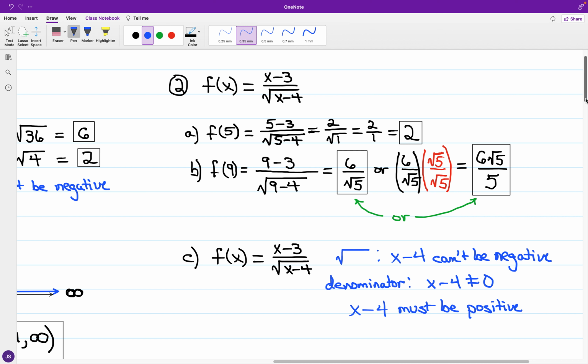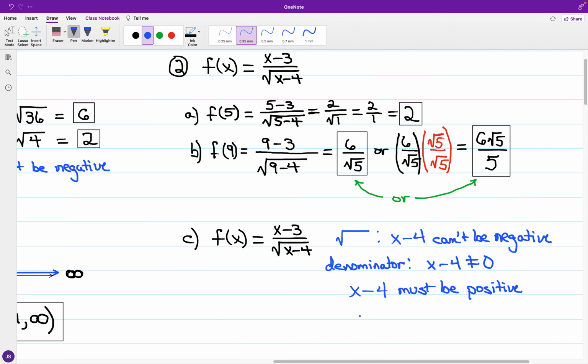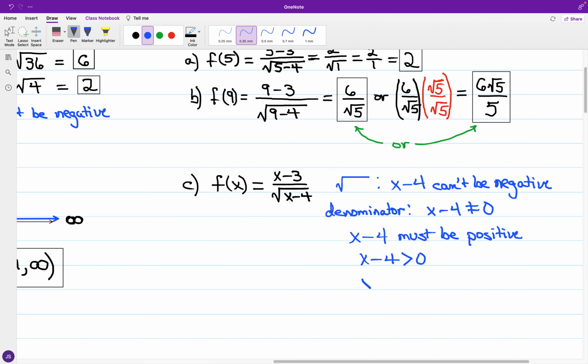And for the setup of the defining inequality, you have x minus 4 must be greater than 0, and specifying what we have for x, adding 4 to both sides, we're going to have x is greater than 4.